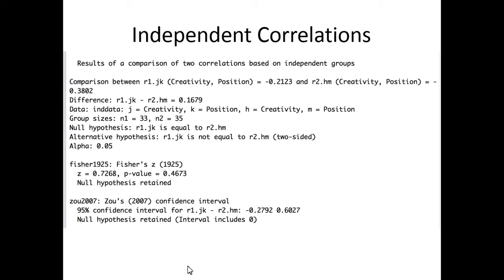The second piece here is a confidence interval of the difference. So it's not a confidence interval for 0.21 or 0.38. It's a confidence interval for this, 0.17. The confidence interval ranges from a negative score to a positive score, and it's huge. So these are not significantly different.